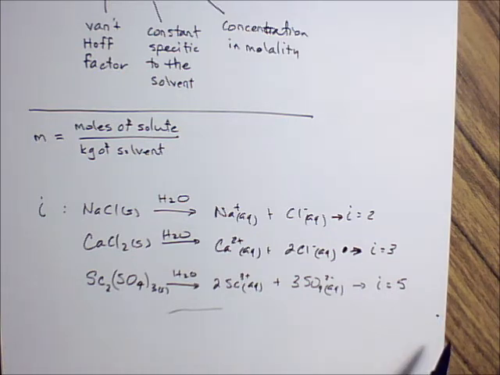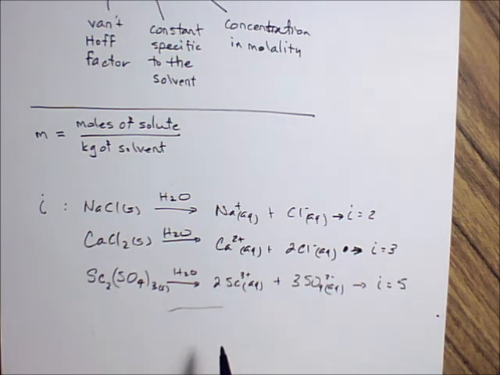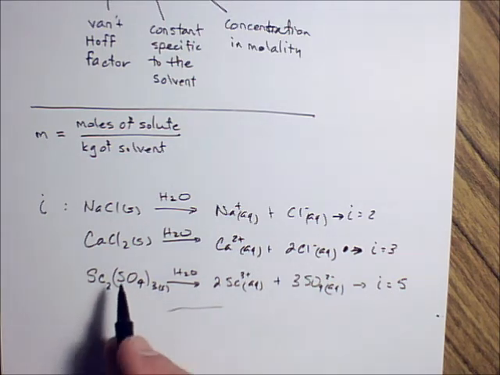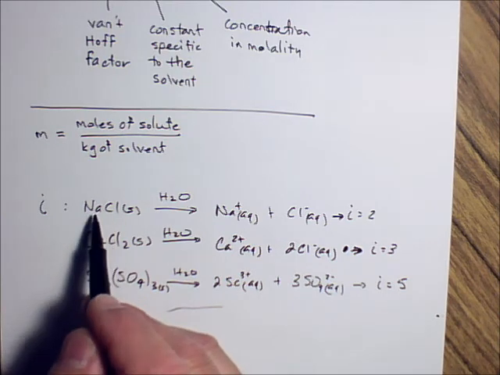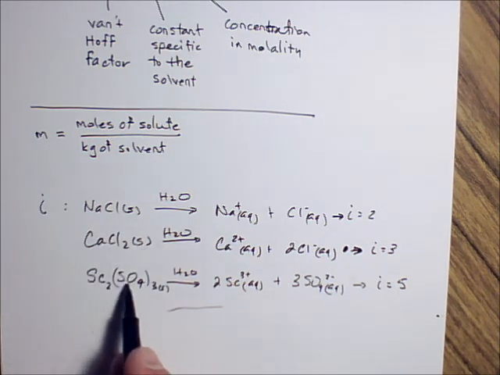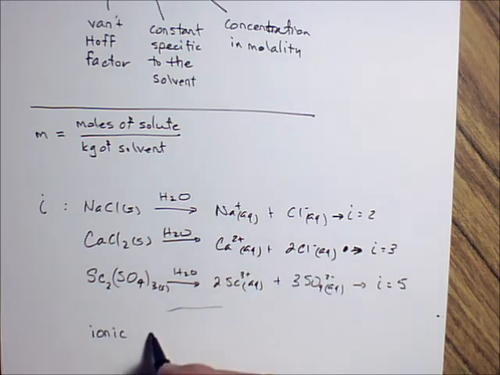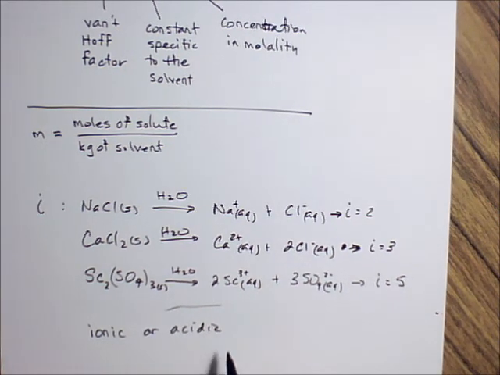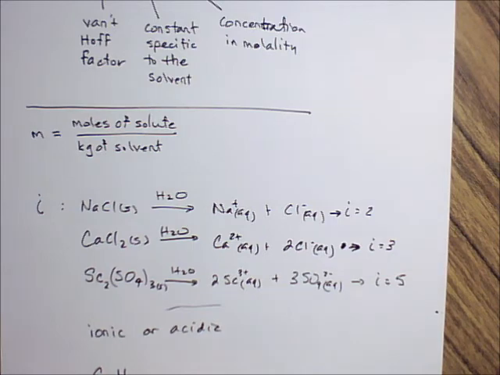What kind of chemicals break up into separate particles like this? Something that has a polyatomic ion in it is ionic. You can usually tell if it's an ionic compound because it's a metal bonded with a nonmetal, or if it contains a polyatomic ion. So the two kinds of chemicals that break up into particles will be ionic or acidic. Remember that.